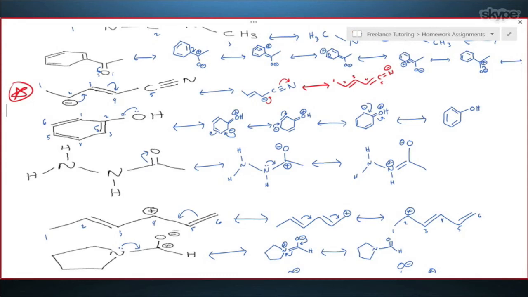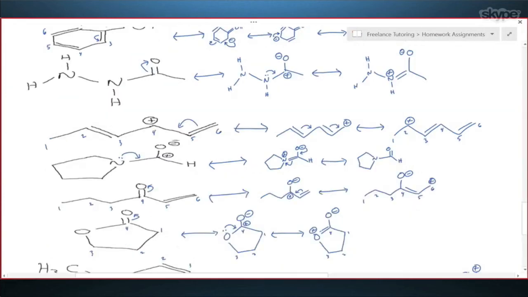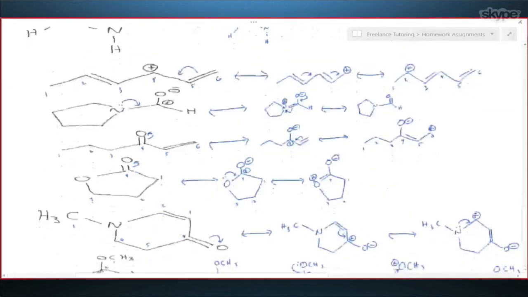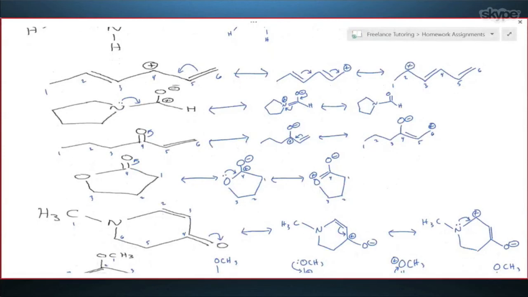Let's see. Yeah, there aren't really any. There's no significant resonance structures that involve the nitrogen on the far left, so that's good. Okay, I'll look at the next example. All right, that example seems fine as well. So let's look at the next one with the nitrogen.